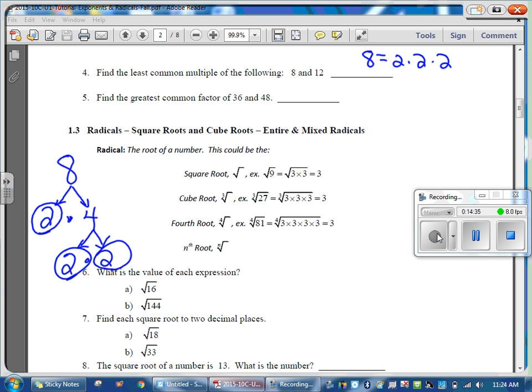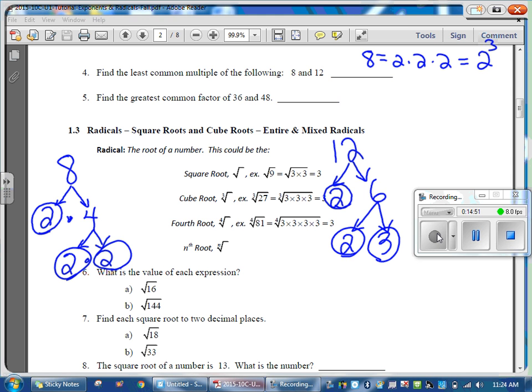Next, I'm going to do 12. I'll do 12 right here. Divides by 2, and a 6. A 6 divides by 2 with a 3, and both are prime numbers. So 12 becomes 2 times 2 times 3, which is 2 squared, times 3 to the 1.